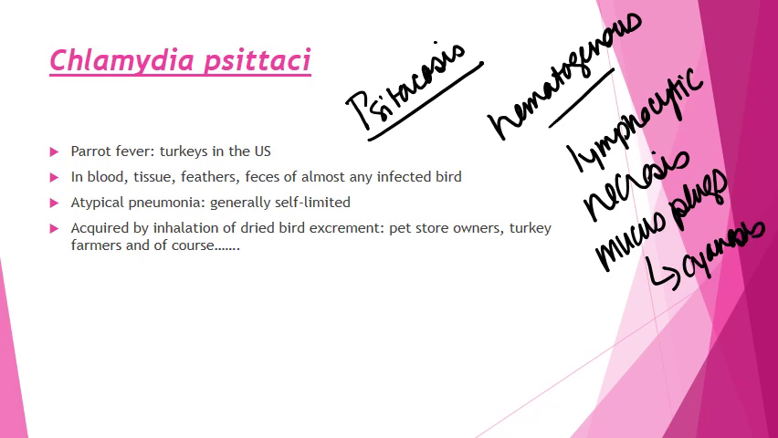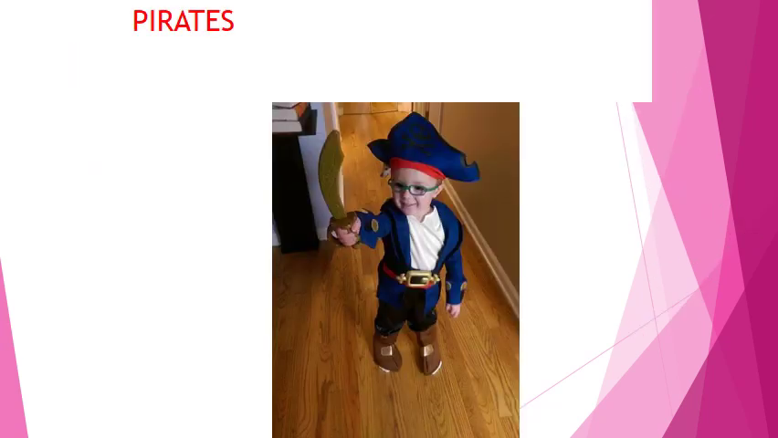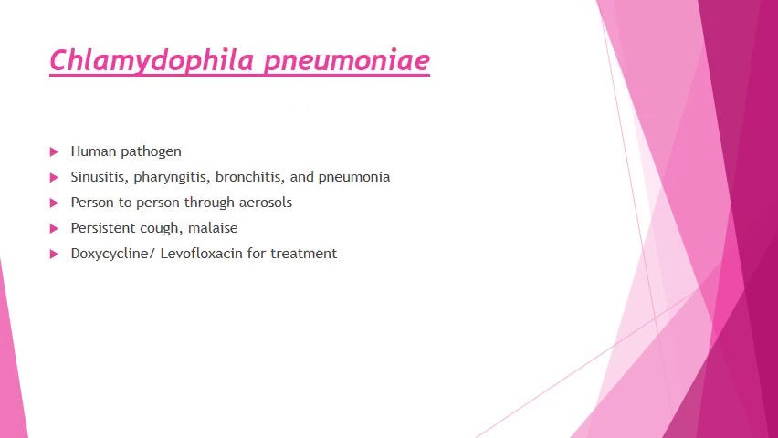So typically it is an atypical pneumonia. It's generally self-limited, but you're obviously going to feel pretty rotten for the majority of the time. So how do we get it? It's acquired by inhalation of dried bird excrement, so pet store owners, turkey farmers, and of course, pirates. So that's Chlamydophila psittaci.